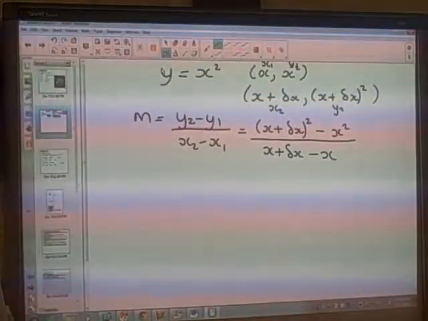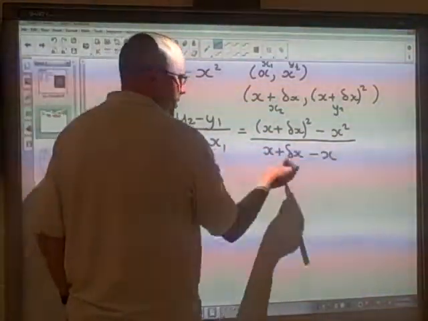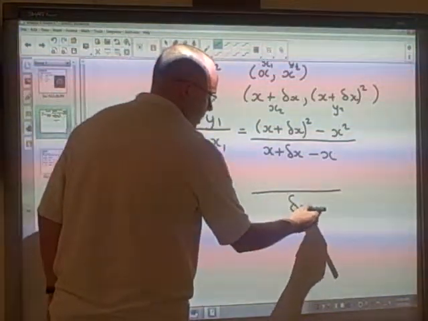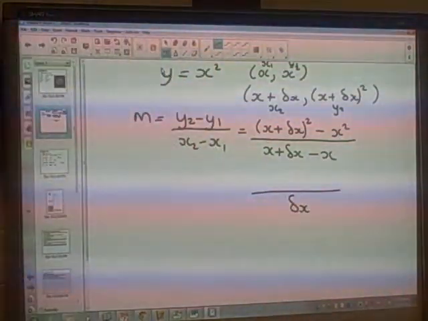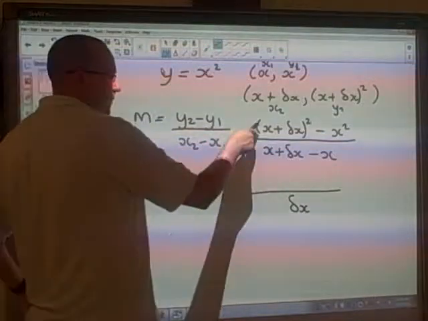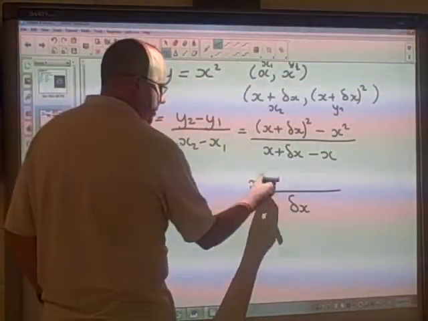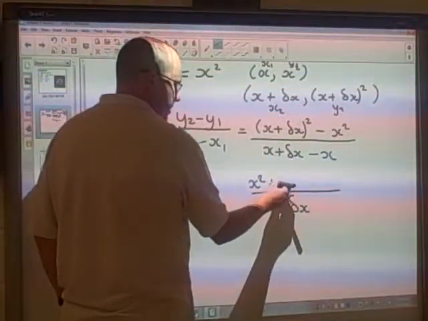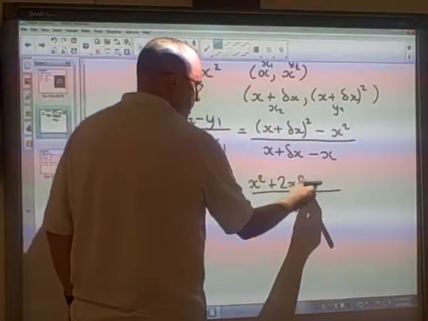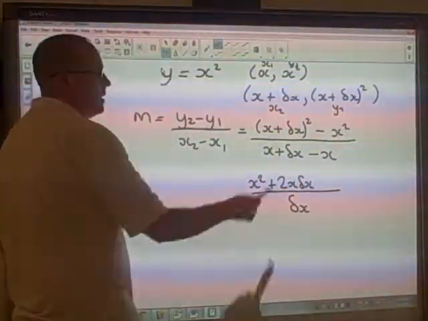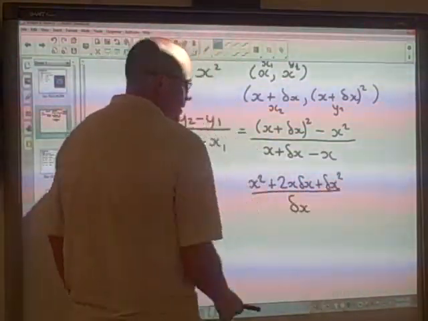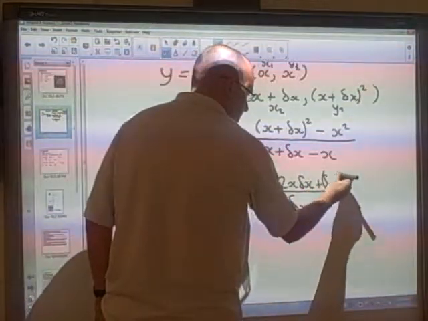Now when I come to simplify this, one thing I can see straight away, x take away x is going to cancel, so I'm just going to get left with delta x on the bottom here, that small change in x. Now if I do FOIL on the top here, I'm going to get x squared plus x delta x plus another x delta x, which is 2x delta x, plus delta x times delta x, which is delta x squared. And just like that, very clear.